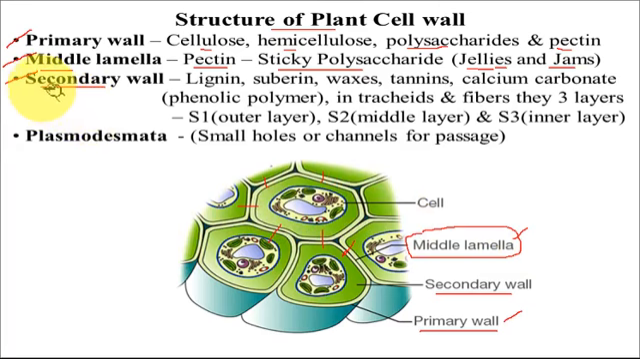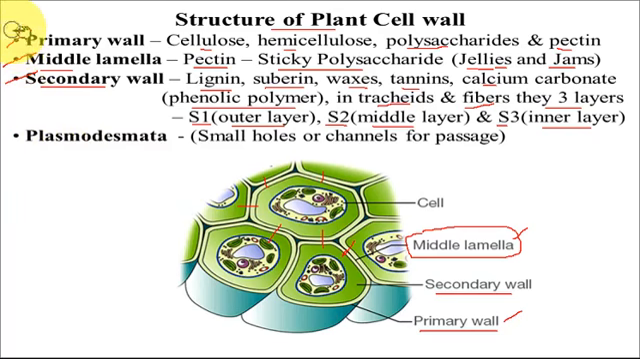Another one is the secondary wall, which is made up of lignin, suberin, wax, tannins, calcium carbonate and so on, which are phenolic polymers, found in tracheid cells and fibers. These tracheid cells and fibers are further classified into three layers: the S1 layer, S2 layer, and S3 layer. The S1 layer is the outermost layer, the S2 layer is the middle layer, and S3 is the inner layer.